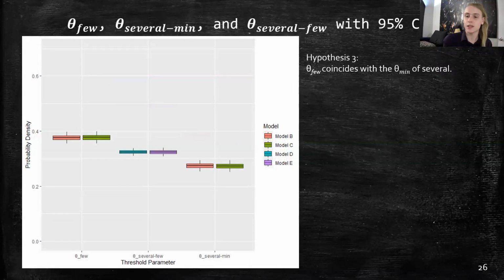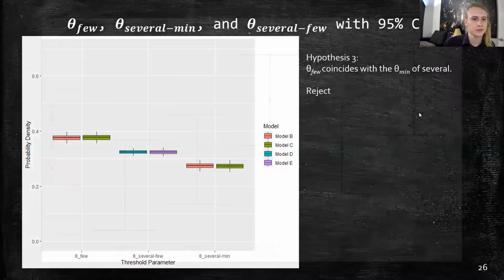Essentially, we find the same thing for the upper bound of few and the lower bound of several. You can see the coincident thresholds are not overlapping with our separate thresholds, right? So hypothesis 3, we're also just going to reject.